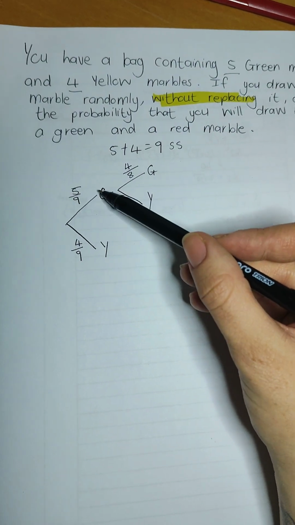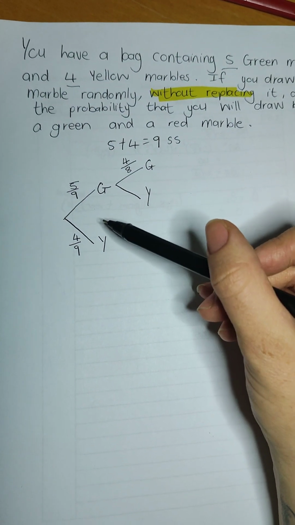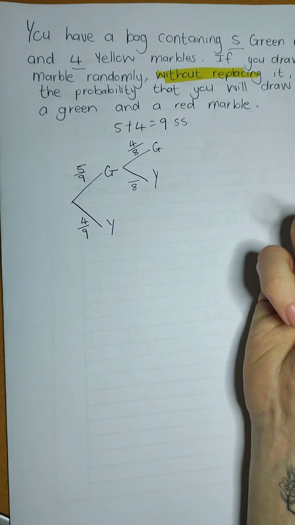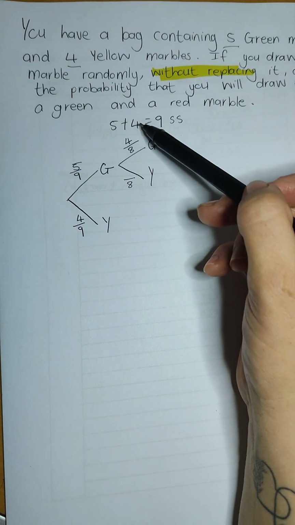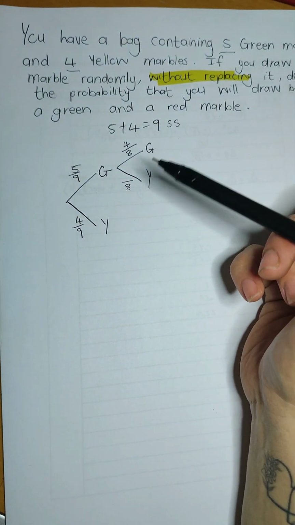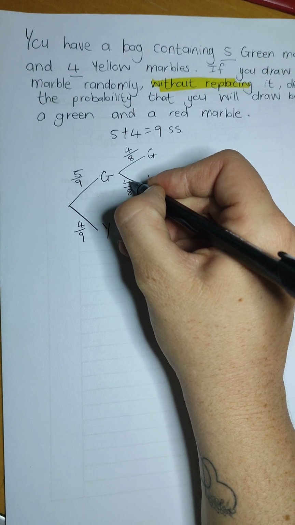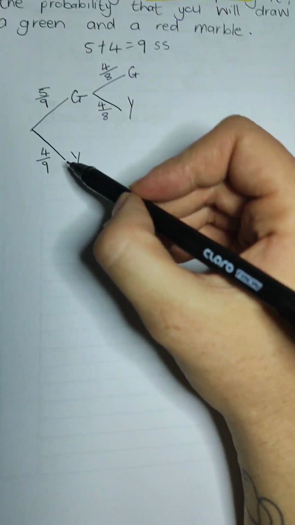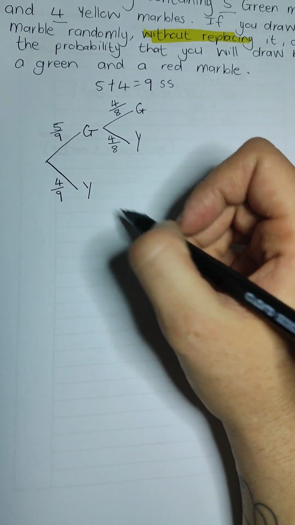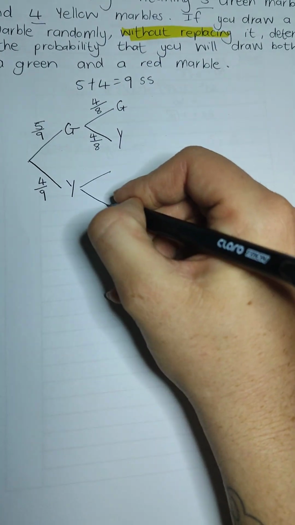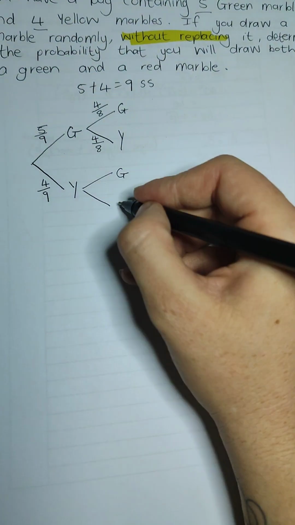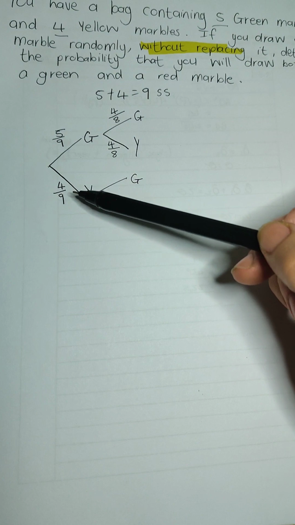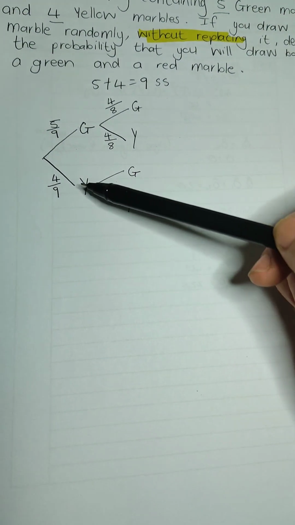So after this first draw, how many marbles are still left in the bag? There's still 8 marbles left. I did not draw a yellow marble, so there is still 4 left. Now, if I drew my yellow marble first, in my second draw I can either draw green or I can draw yellow. So I took out 1 marble here.